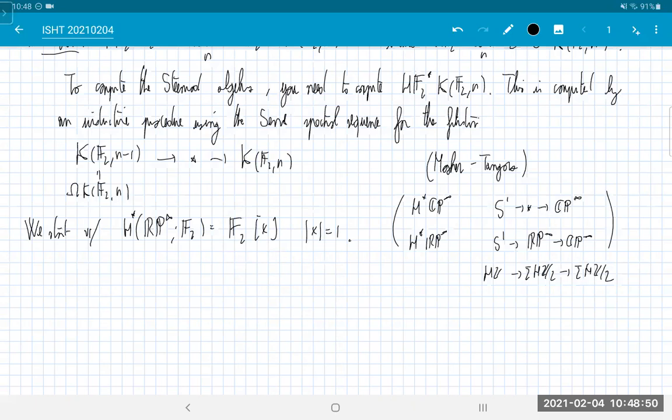Okay. Now I think that's all I want to say about the Steenrod algebra. Oh, no. Well, okay, I'm going to start the computation. I'm going to start to compute how the Steenrod algebra acts on a bunch of spaces, starting with RP infinity. So are there questions before doing this?